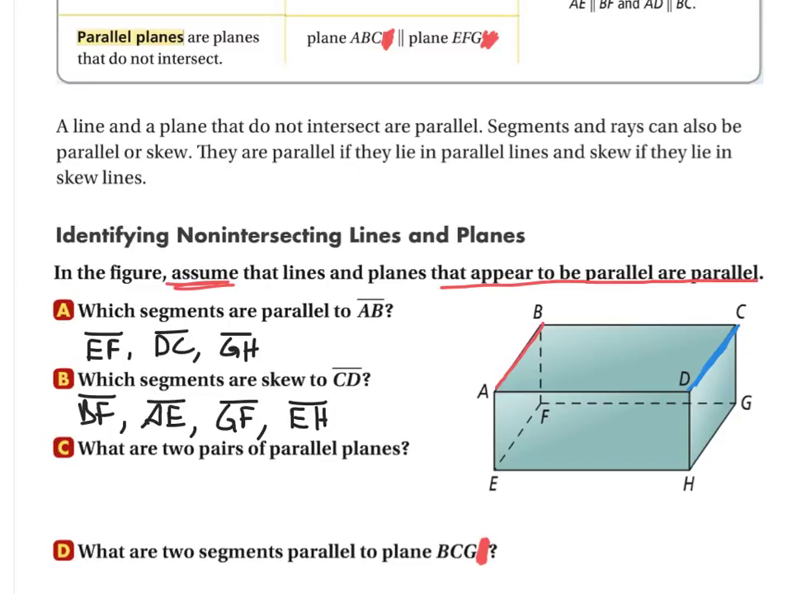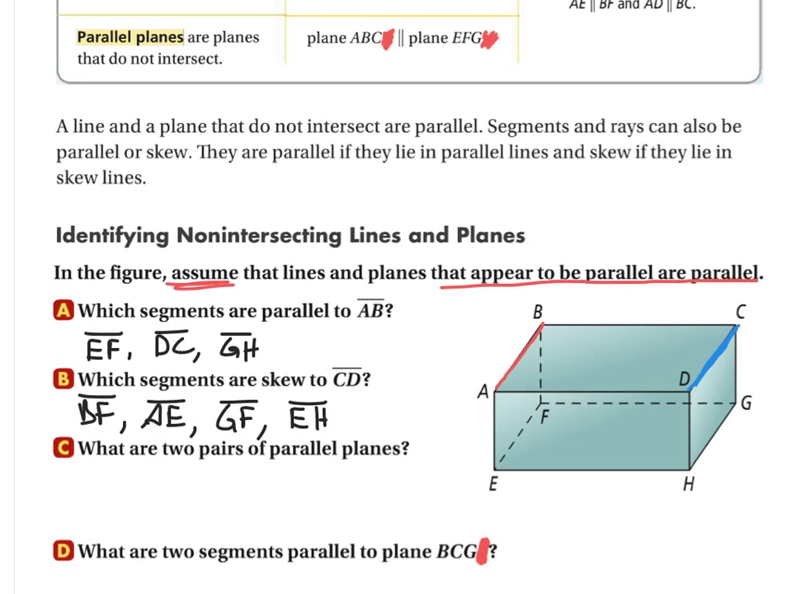Why is DH not skew? Because they intersect. Same thing, you can't say that line segment BC is skew to DC because they intersect. Skew lines are in different planes and never intersect. Why can't I say that line segment EF is skew to DC? Because they're parallel. They're not skew, they're parallel.